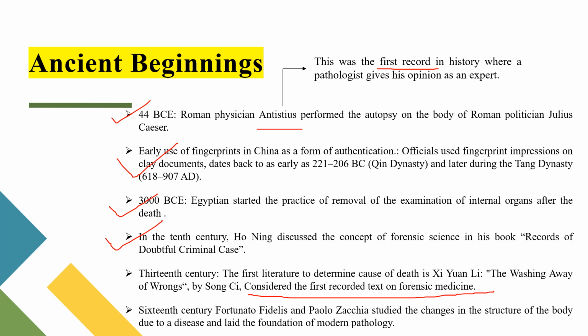And in the 16th century, Fortunato Fidelis and Paolo Zacchia studied the changes in the structure of the body due to disease and laid the foundation of modern pathology.